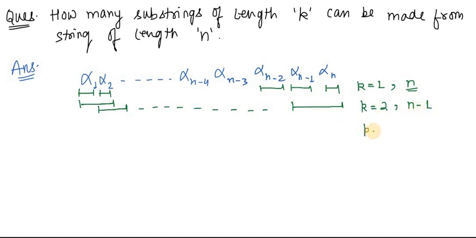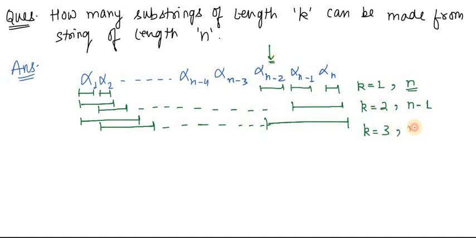Okay. If k equals 3, then what will we do? The first substring that we will make will be alpha 1, alpha 2, and alpha 3. The second one will be alpha 2, alpha 3, and alpha 4. Moving on, the last one will be alpha n minus 2, alpha n minus 1, and alpha n. So the last one will start from here. So total substrings we will have n minus 2. Okay. If we continue changing the value of k up till k equals k, the total number of substrings that we will have will be n minus k plus 1.